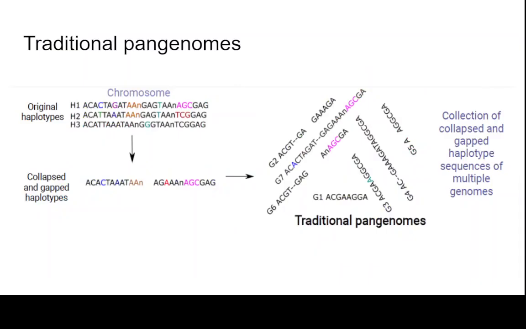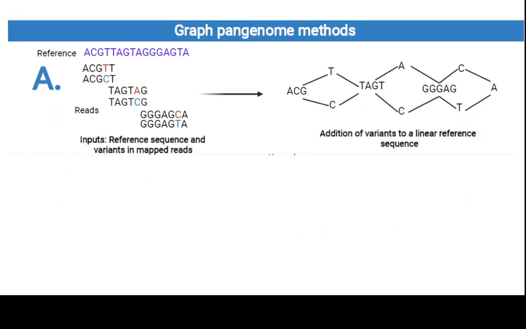So traditionally the pangenomics has been defined as follows. You are given the chromosomes and the haplotypes, but they are collapsed into a consensus sequence, and also they are not on the chromosome scale. So there are typically some gaps in the consensus sequences, and they're essentially a collection of the collapsed and gapped haplotype sequences of multiple genomes.